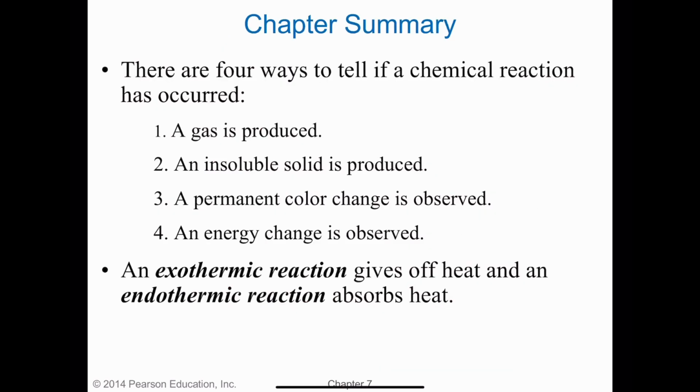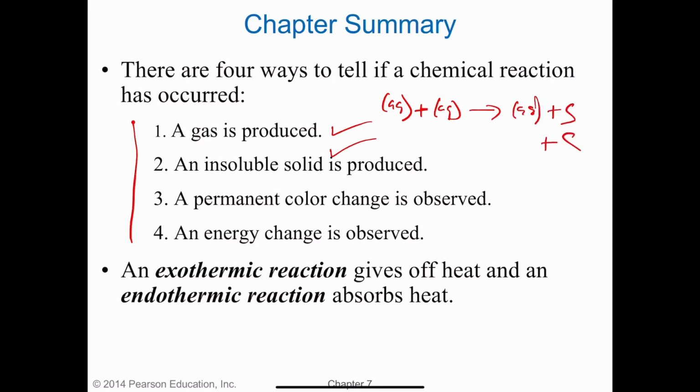So just to summarize what we talked about today and last week, there are 4 different ways to tell if a chemical reaction occurred. A gas or a solid was produced. So if you have aqueous thing plus aqueous thing, and over here you made aqueous plus a gas or aqueous plus a solid, that's telling you you're making a chemical reaction.